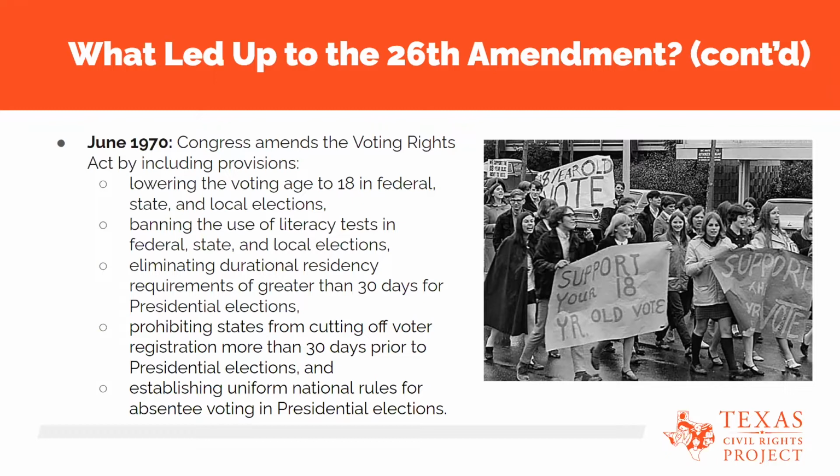It would prohibit states from cutting off voter registration more than 30 days prior to presidential elections. And it would establish uniform national rules for absentee voting in presidential elections. And the fact that some of those provisions only applied to presidential elections while others applied to federal, state, and local elections, as we'll see on the next couple of slides, that was a really important distinction.